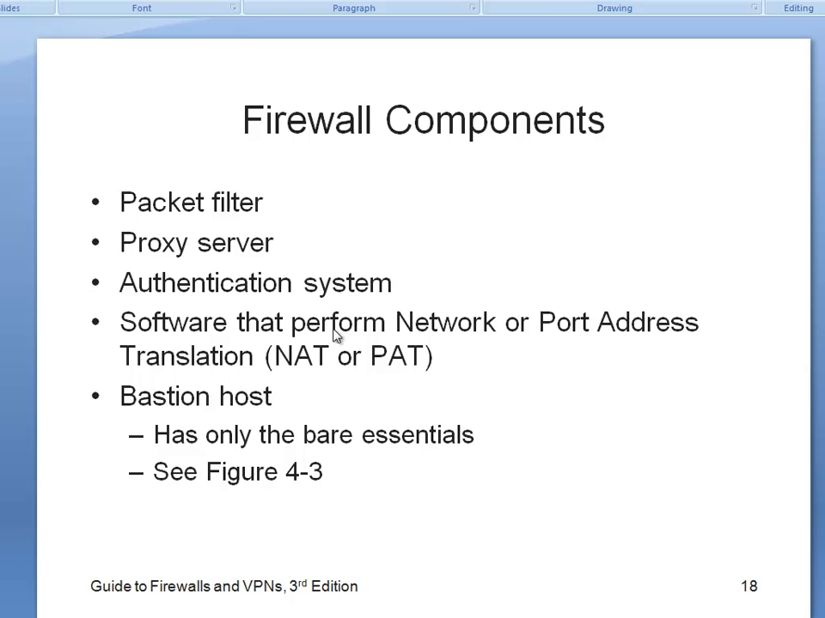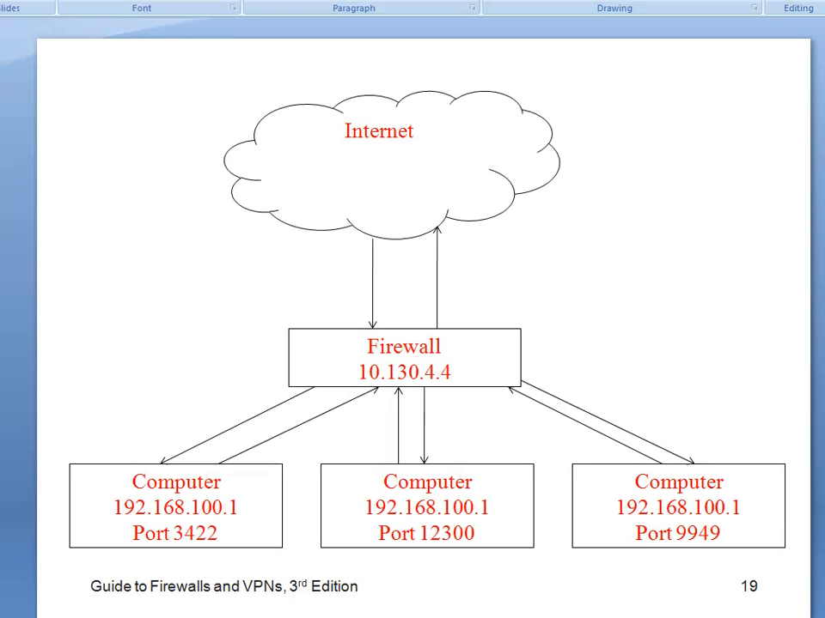So let's look at network address translation. Network and port address translation essentially means that computers residing on a network that are sitting behind a firewall are going to share a common external IP address with the internet, and this gives you a conceptual idea of how that works. So we've got a firewall that's got a public IP address, 10.130.4.4, and sitting behind it on the network we have network address translation going on, where the computers on the internal network have private IP addresses.